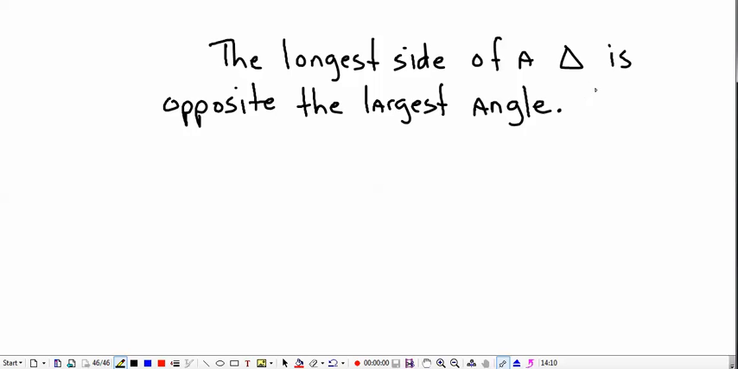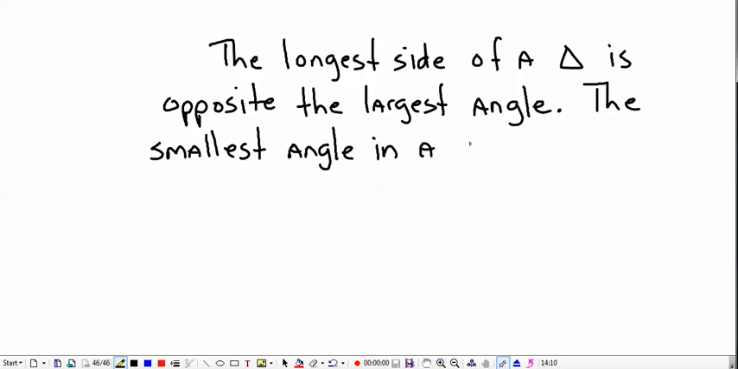And now we can also say that the smallest angle in a triangle is opposite... anybody want to help me finish? Very good. Shortest side.